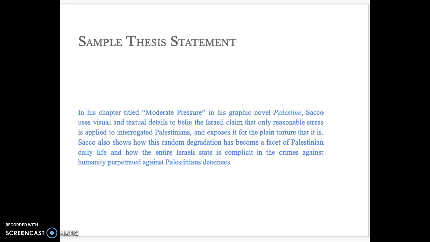In his chapter titled Moderate Pressure, in his graphic novel Palestine, Sacco uses visual and textual details to belie the Israeli claim that only reasonable stress is applied to interrogated Palestinians and exposes it for the plain torture that it is. Sacco also shows how this random degradation has become a facet of Palestinian daily life and how the entire Israeli state is complicit in the crimes against humanity perpetuated against Palestinian detainees.